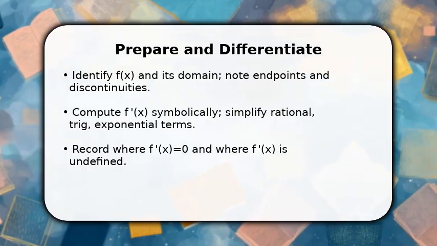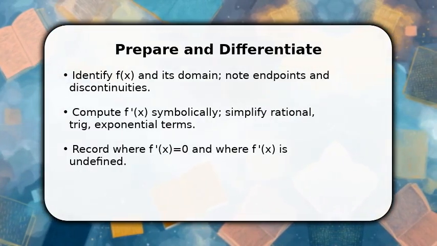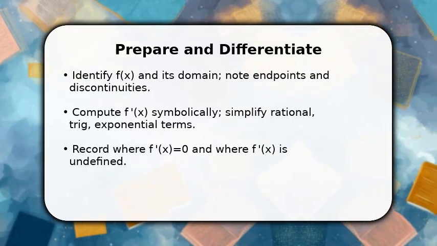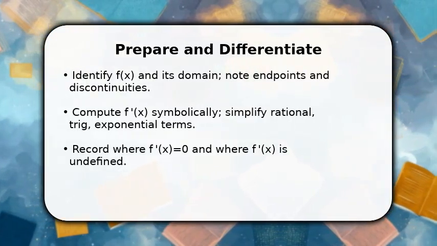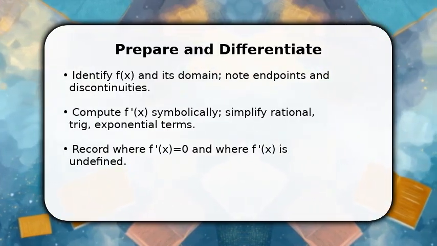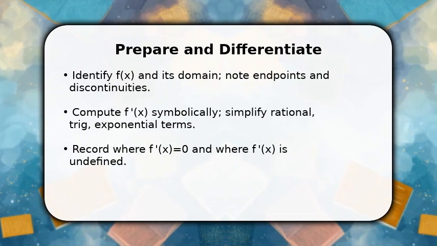Make sure to note points where f prime equals 0 and where f prime does not exist, because both are candidates. This step gets you the raw list of potential critical locations. Keep your algebra tidy, so solving the next step is straightforward and reliable.